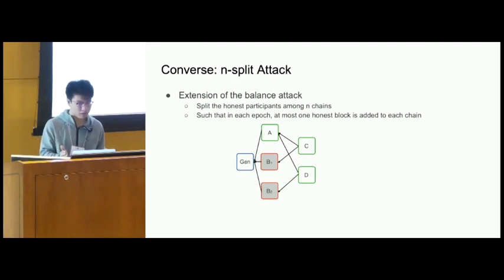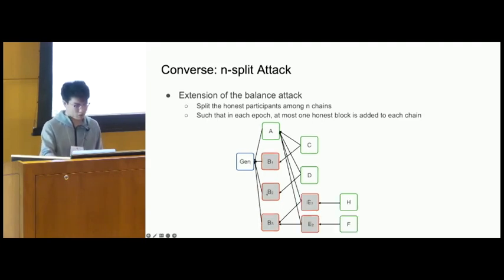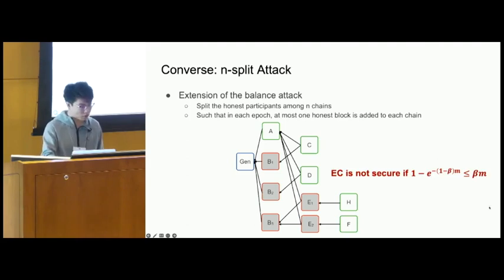Simultaneously, the adversary can create a separate private blockchain, utilizing all its blocks by equivocating with those blocks. In this way, the adversarial private blockchain will grow with the adversarial power fraction, that is βm. So we can see that this attack will succeed if this inequality holds, which is basically the same as the one I showed on the last slide.